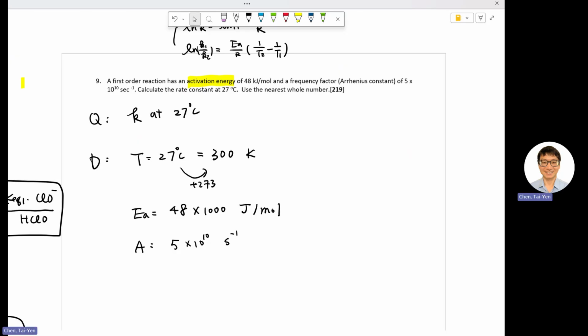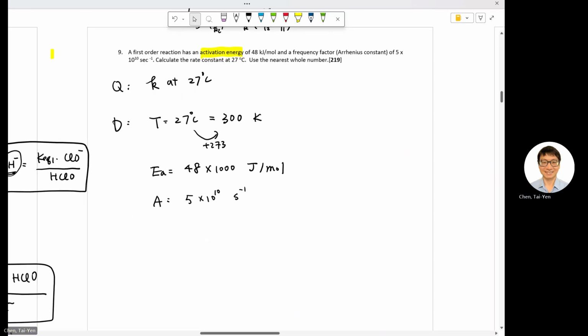So with this information, which equation should you use? First one, right? How do you know? Because you only have 1 temperature, right? If you want to use the second equation, you must have 2 temperatures or 2 K, right? But here apparently you only have one temperature, therefore you know the equation you must use is actually the first one. Okay?